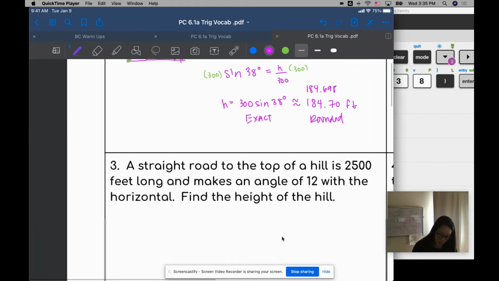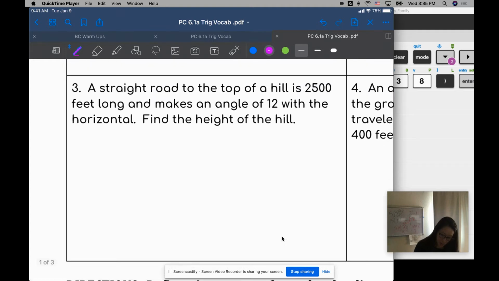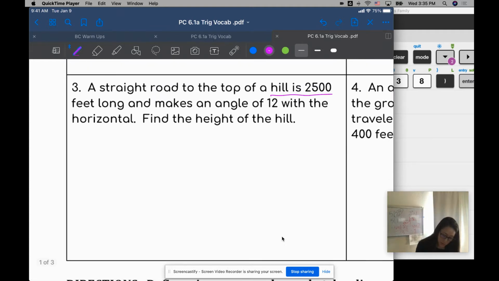Okay, all right, number 3. A straight road to the top of a hill is 2,500 feet long, and makes an angle of 12 degrees with the horizon.